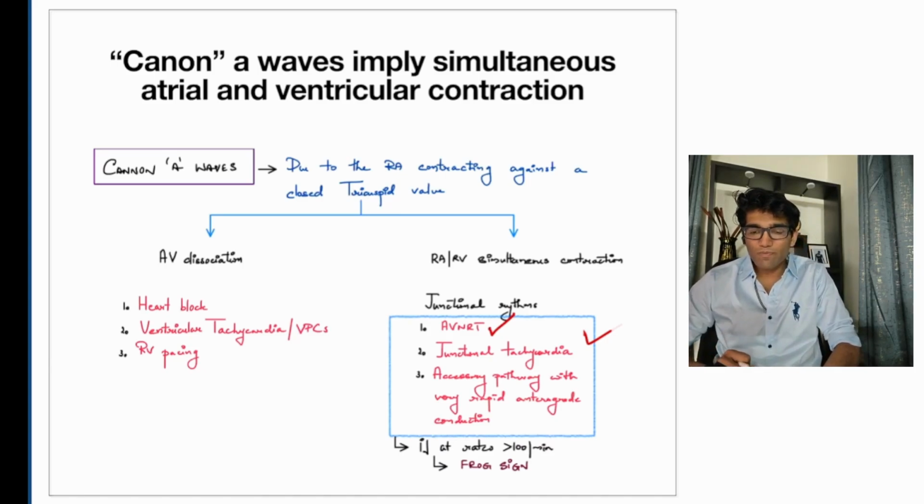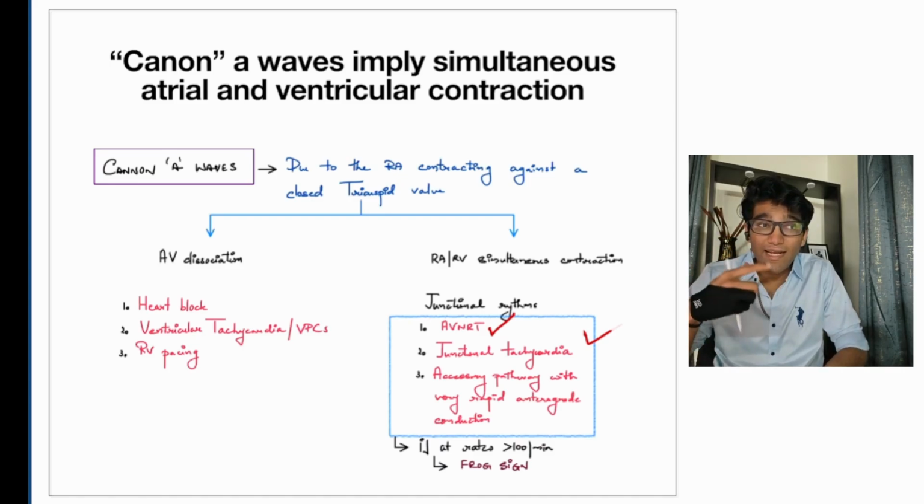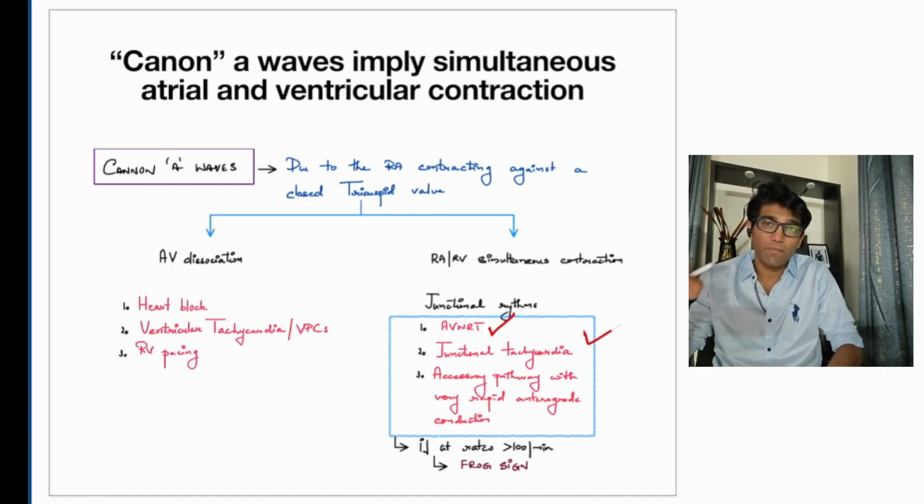Okay, so this is what we call it, and here the contraction of the ventricle and the atrium is happening regularly and at the same time. So there will be a rise, and if it is at a rate that is more than 100 beats per minute, that is, if there is tachycardia, then it has been eponymously named the frog sign.